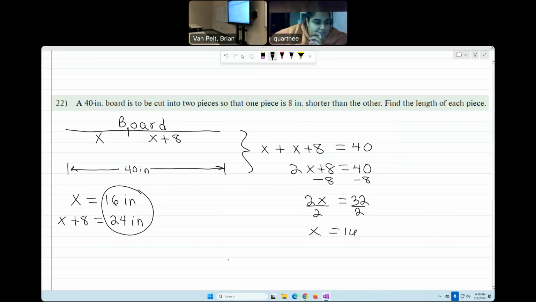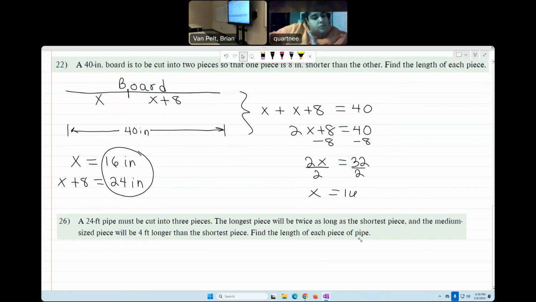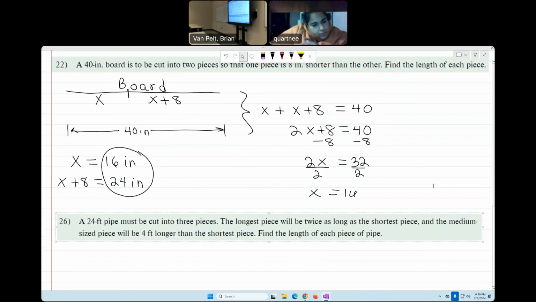I just want you to have a chance of doing your homework. Put it here so you can see what I did on the other one while you're working this one. So this is a pipe that is cut into 3 pieces.